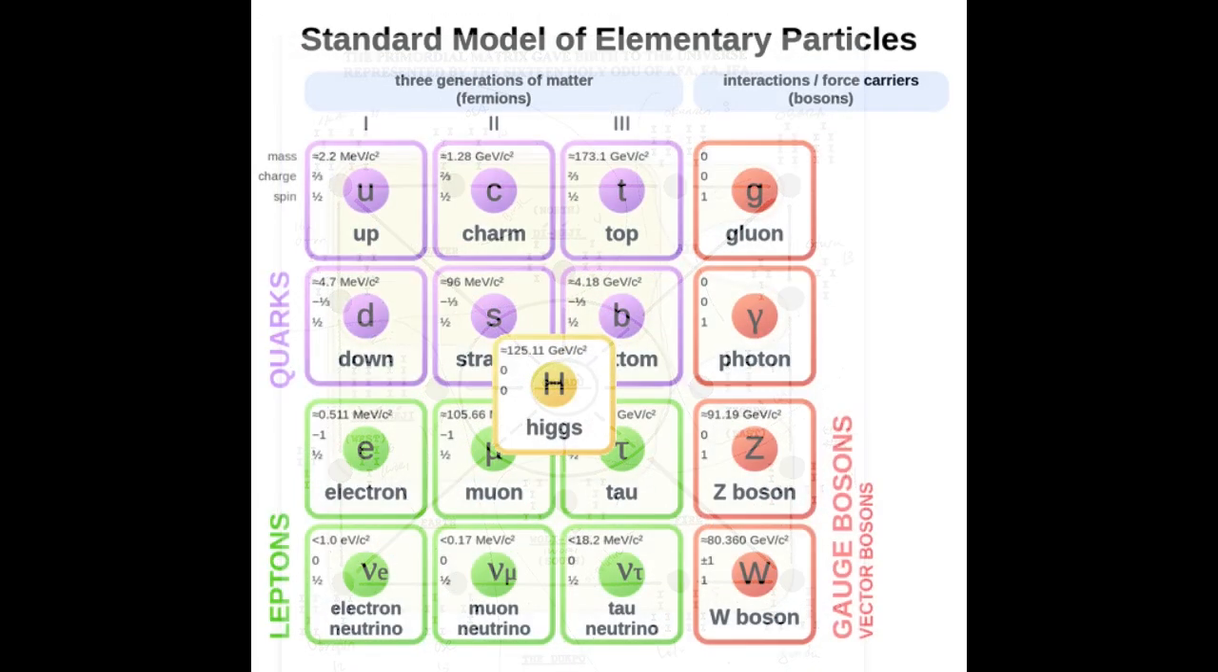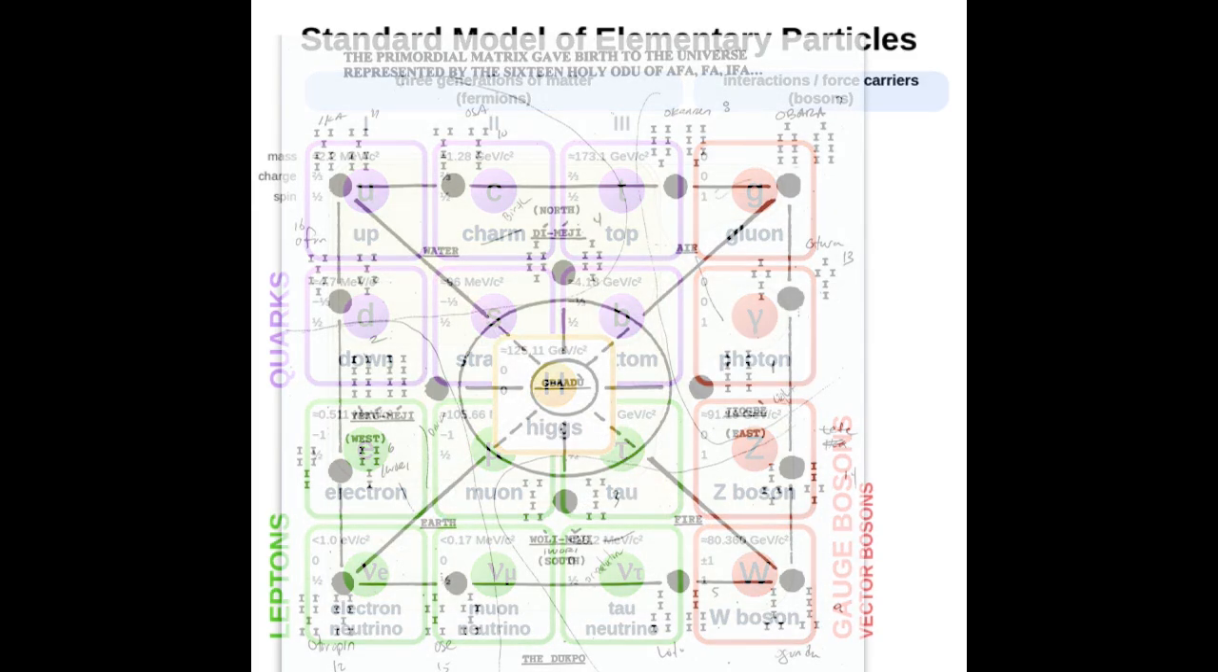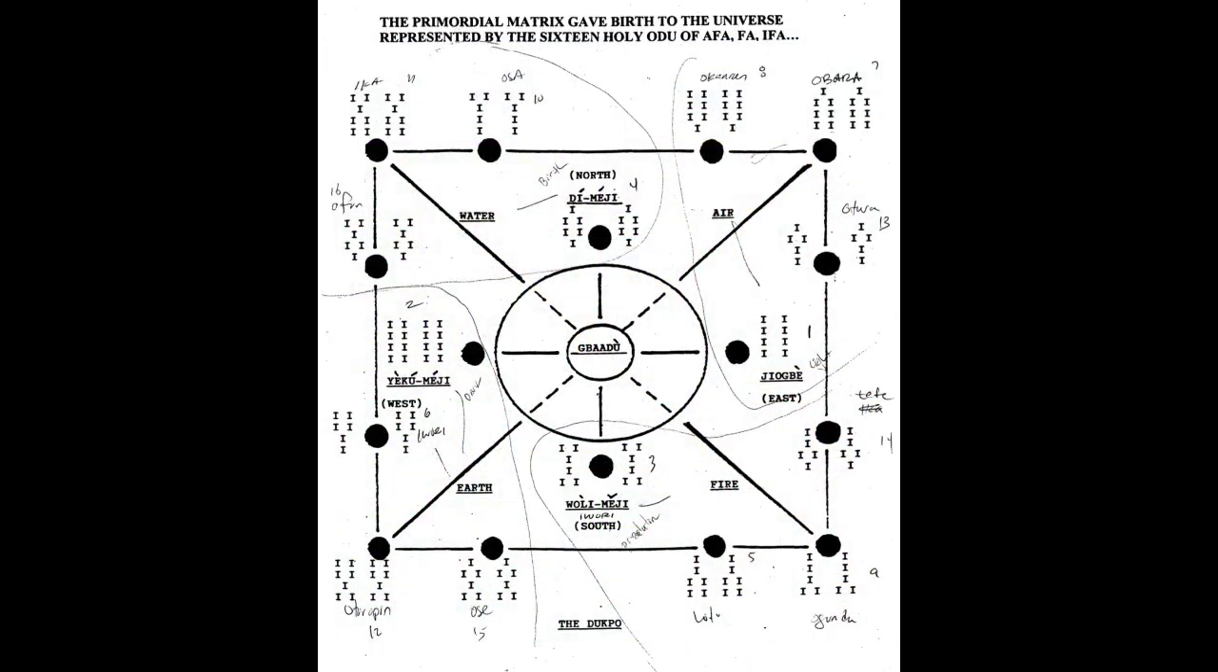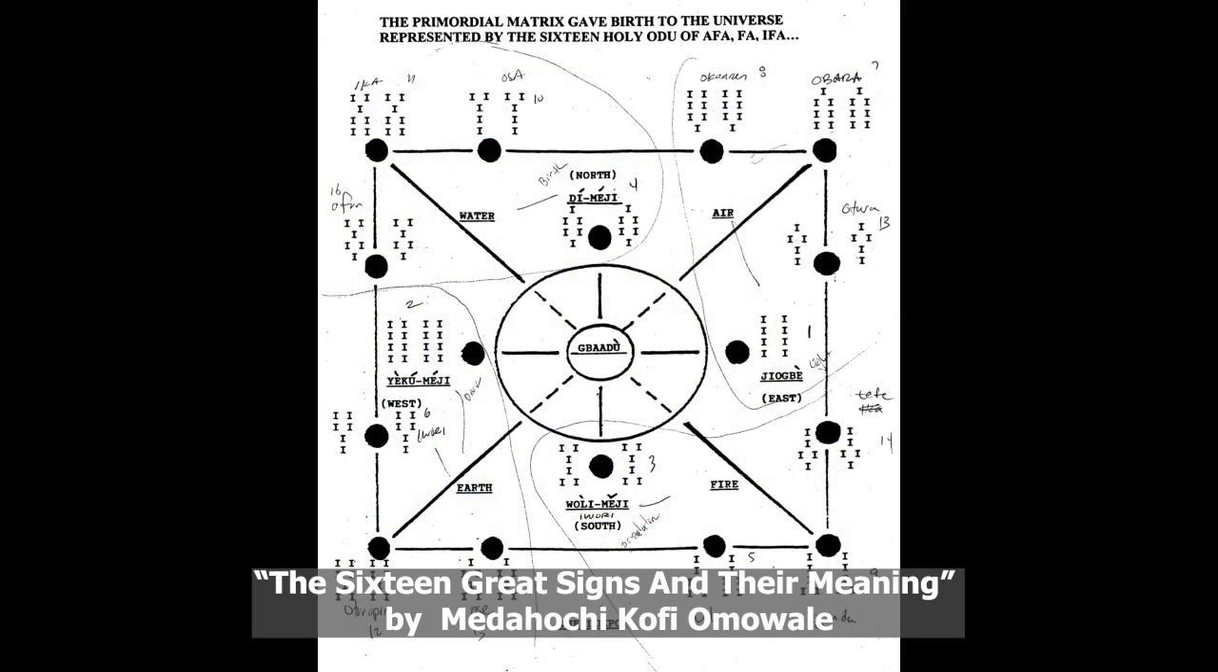The standard model is square enough, but the particles don't appear to be in quite the right order. When we center the God particle, we get a structure that brings us closer to the base of that 3D rendering we viewed earlier. The 16 signs, Ogdoad e far. A good way to view the Higgs boson, and how it relates to the other particles in the standard model, can be seen in this diagram from a paper entitled The 16 Great Signs and Their Meaning by Medahochi Kofi Omowale. The author refers to this as the primordial matrix. Consider this to be the floor plan for the base of our pyramid.